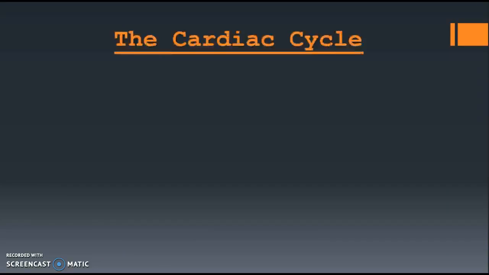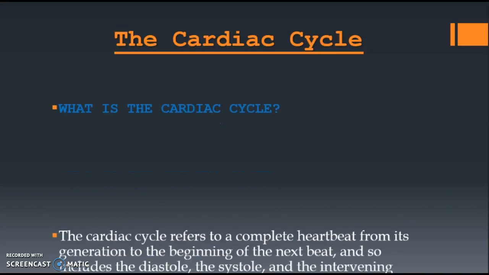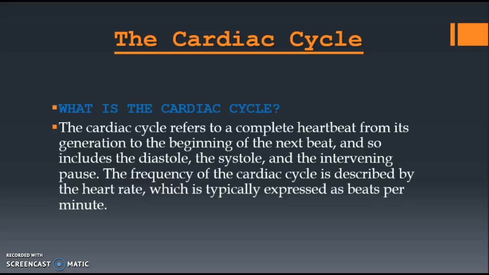So now we're going to be moving on to the cardiac cycle. So what is the cardiac cycle? The cardiac cycle refers to the complex heartbeat from its generation to the beginning of the next beat, and so it includes the diastole, the systole, and the intervening pause. The frequency of the cardiac cycle is described by the heart rate, which is typically expressed as beats per minute.